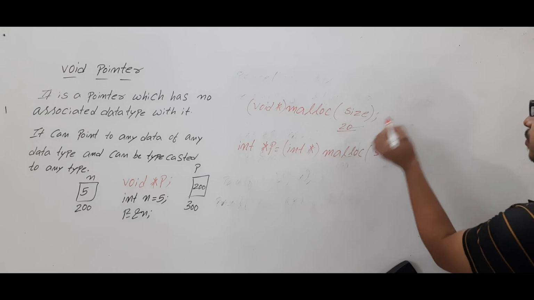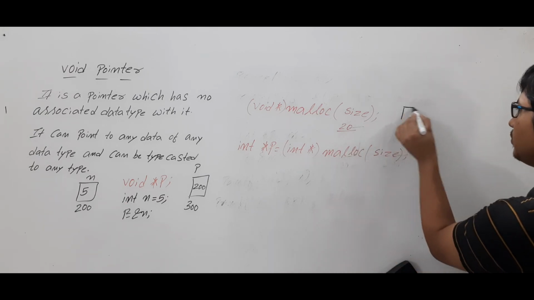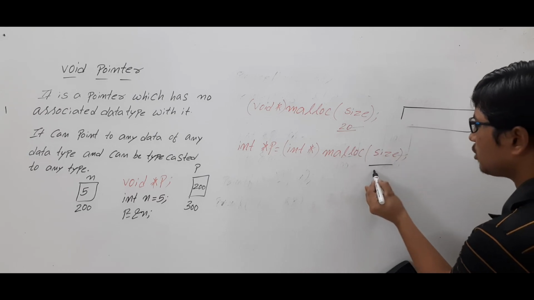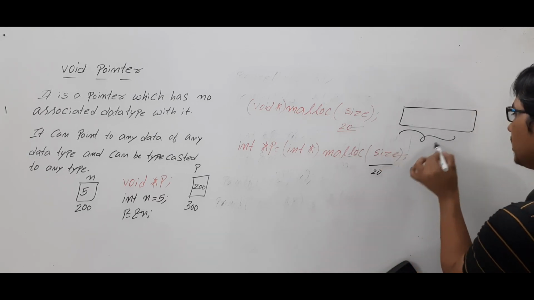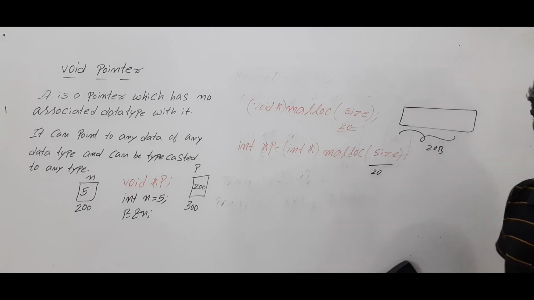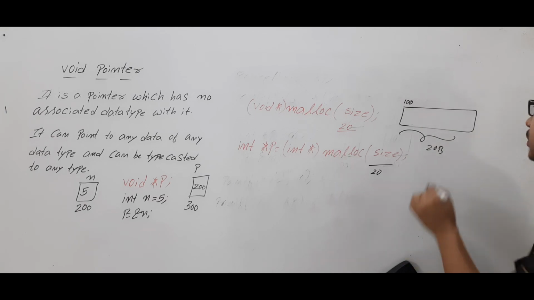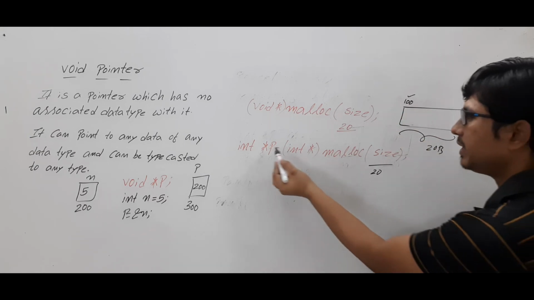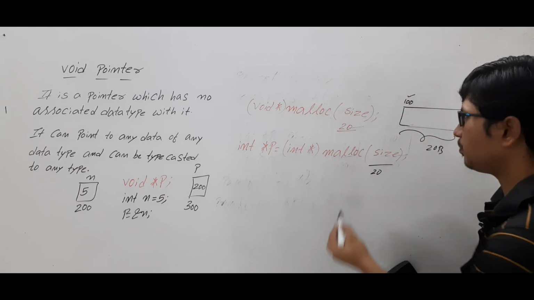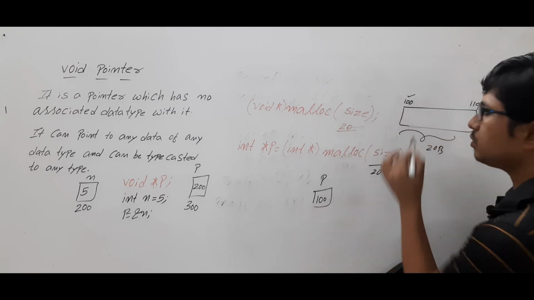Meaning, once the malloc function has successfully created 20 bytes of memory, where the size specified is 20, then 20 bytes will be allocated. Let's assume that it is there from the 100th byte to the 119th byte. Then the starting address, which is 100, will be assigned to the pointer p. So p will consist of 100, which is pointing to this block.